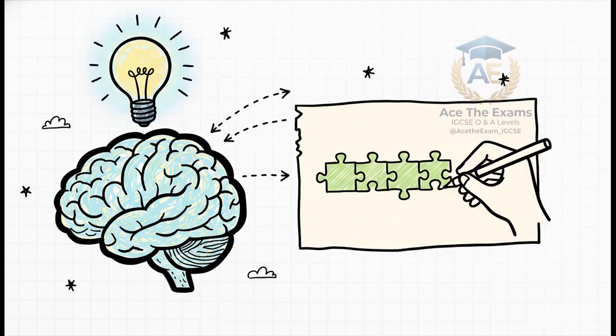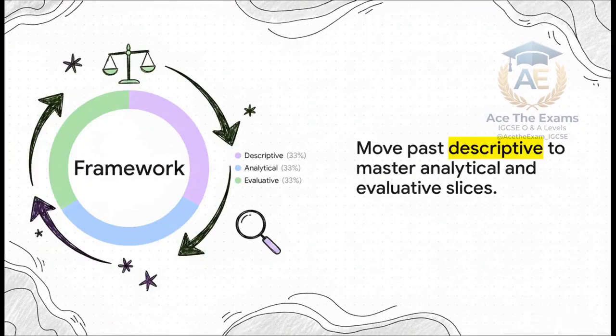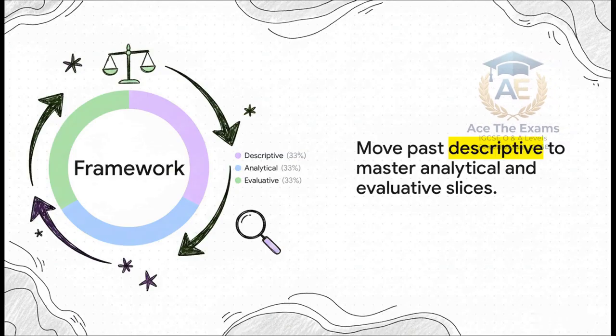It frees you from struggling to recall basic formatting rules. All right, moving to Section 4, deconstruct, solve, evaluate. This is the critical analysis blueprint. I want you to treat this next segment as an immersive visual workshop. Now look closely at this donut chart visualization. Notice how your final grade depends heavily on moving past the descriptive slice and mastering the analytical and evaluative slices.